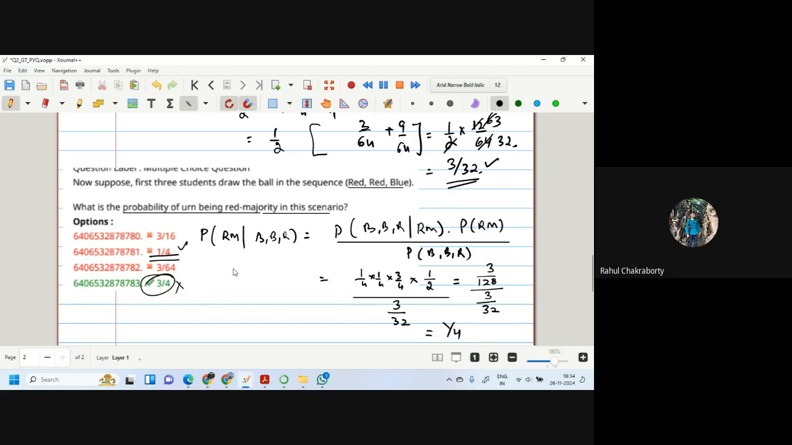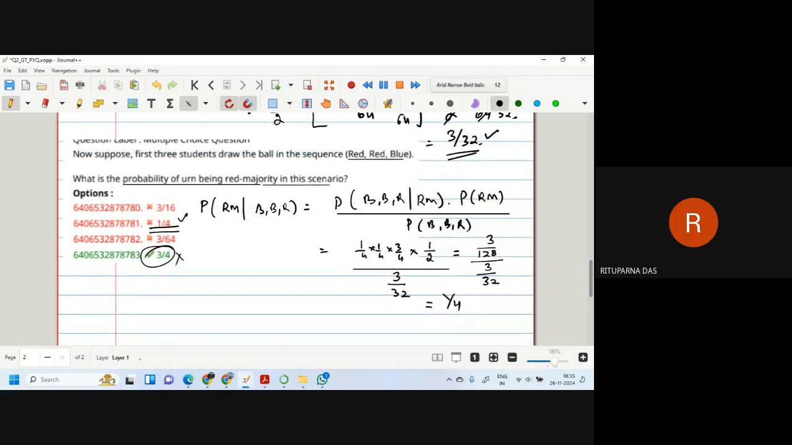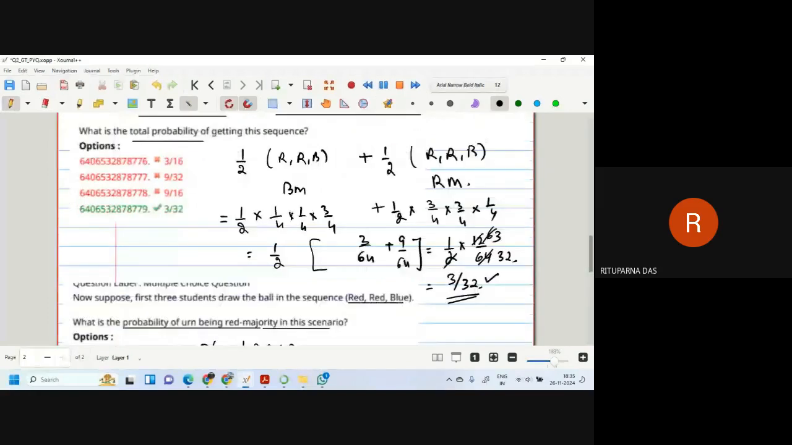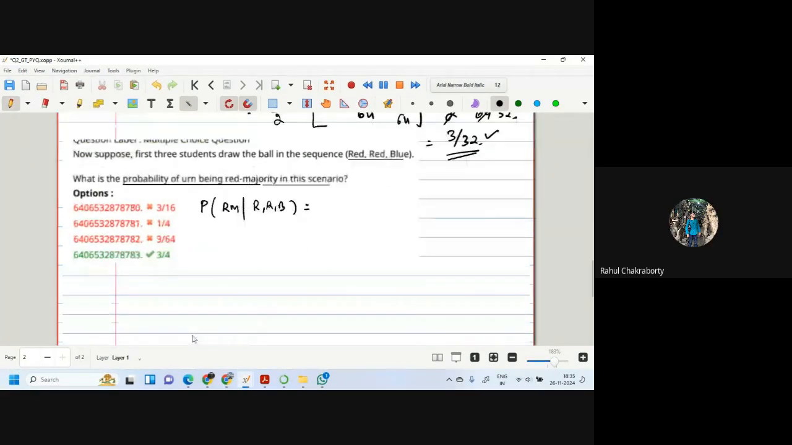Was it correct now? It was 9 by, yeah. It's asking red, red, blue. We have calculated for blue, blue, red, so we have to be slightly careful now. Red, red, blue. So it will be 3 by 4, 3 by 4, 1 by 4, into half, and over 3 by 32. Yeah, that won't change, no?